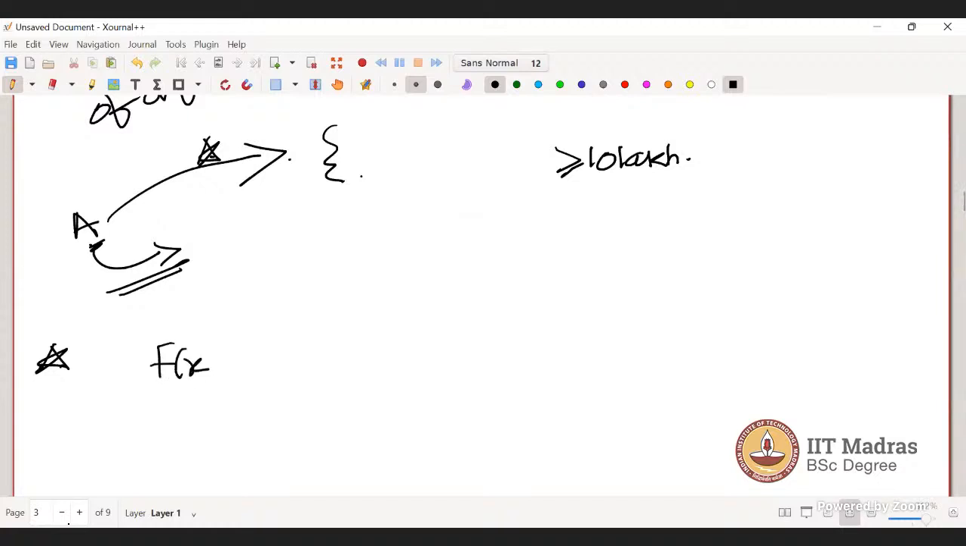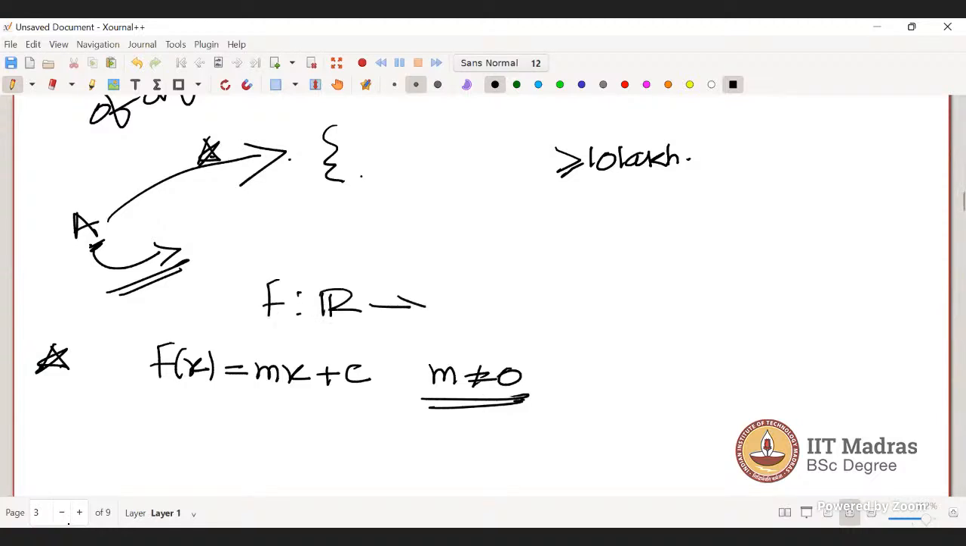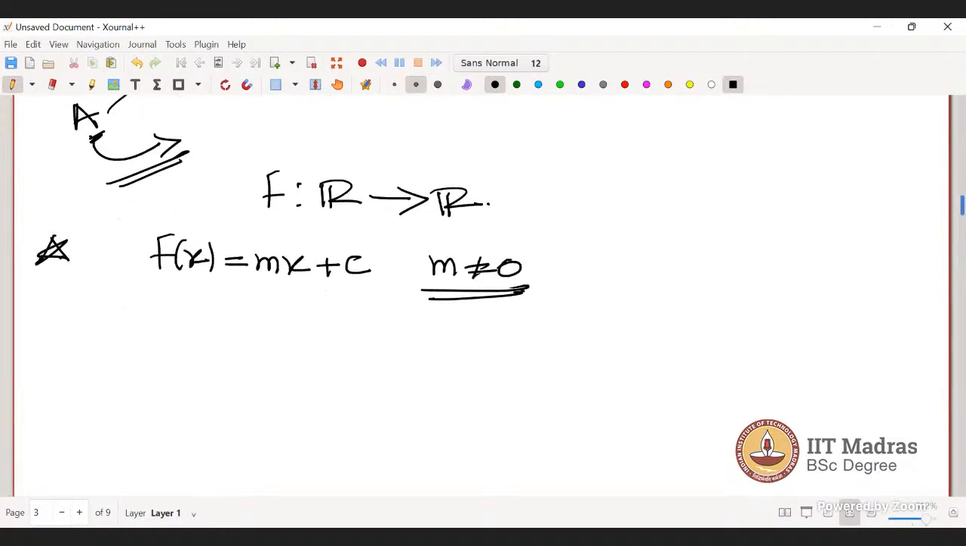For the first option, this is an injective function, right? For non-zero m, where the function is from R to R. It's a map from R to R. You can prove that this is an injective function. So this statement is correct.